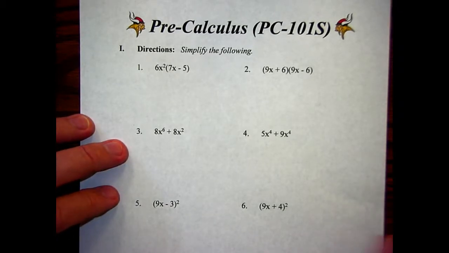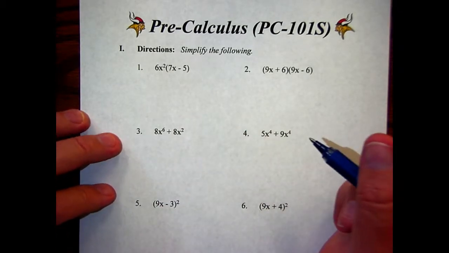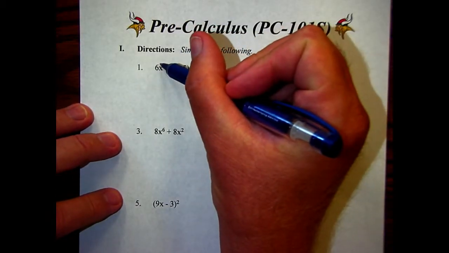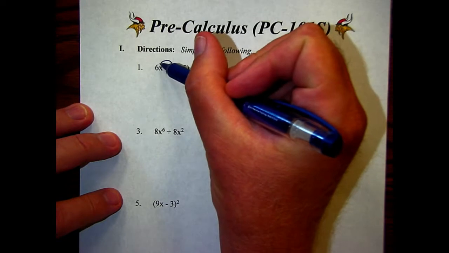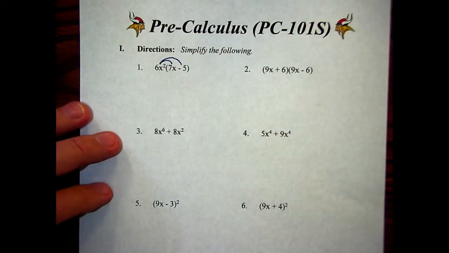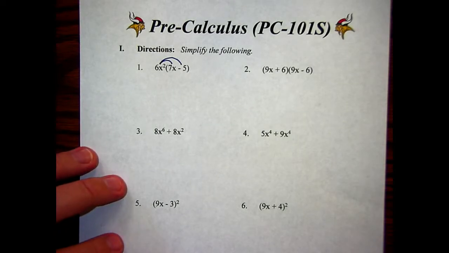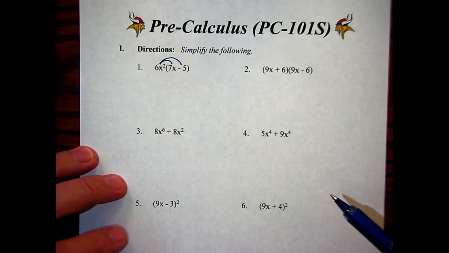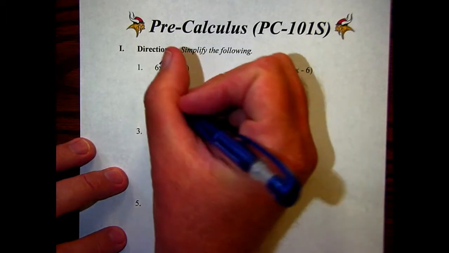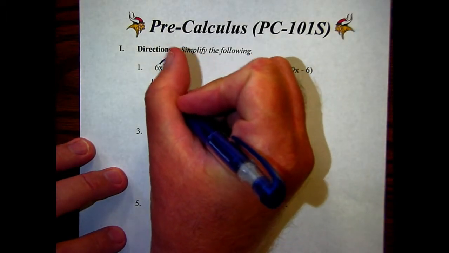So in this first problem, we're doing a distributive property. We're going to multiply 6x squared by the two terms that we have in the binomial in the parentheses. So we start off with 6x squared multiplied with 7x. So 6 times 7 is 42.